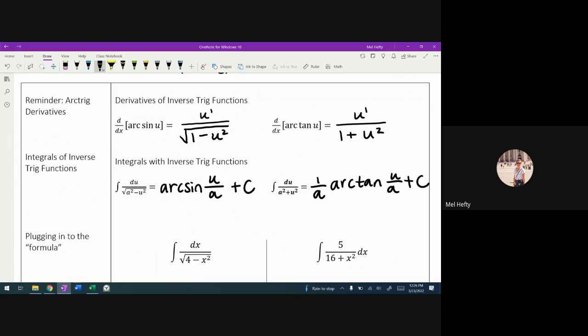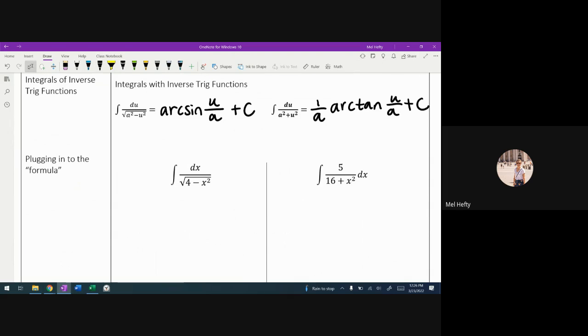So let's try a couple questions. I want to show you my process for these. We're going to talk about some shortcuts, some things we can do. But the first big task is finding U and A.